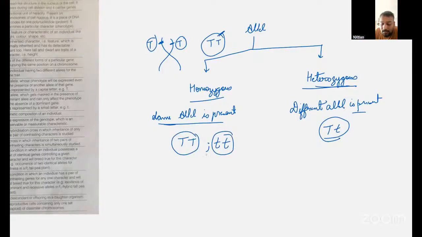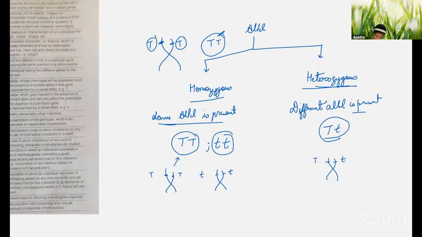See, in the homozygous, if I make a chromosome, this will have capital T and this will also have capital T. It is called homozygous. If I make another chromosome, it will have small t, and this will also have small t. Now in the heterozygous, one will have capital T and the other will have small t. You got my point? It's going to look like this.